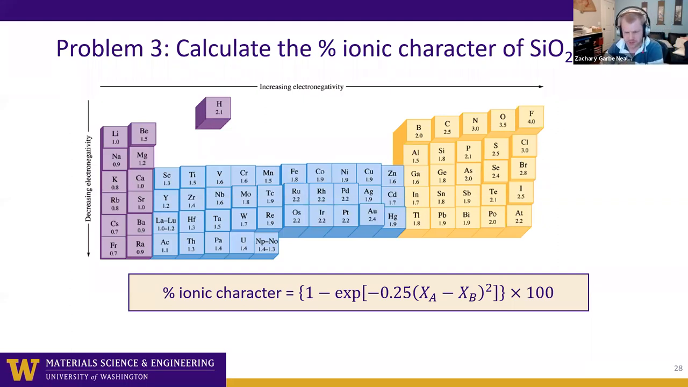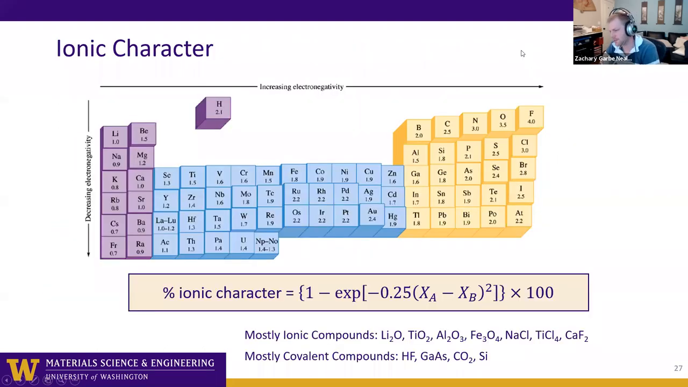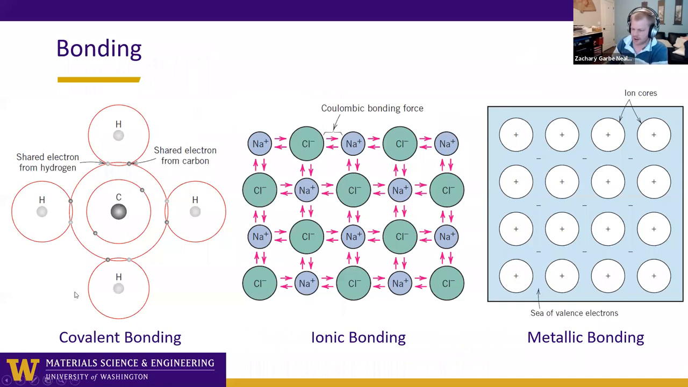All right. Who has an answer? Who would like to share an answer for the ionic character of silicon oxide? Silicon is a semi-metal, oxygen is a non-metal, so you think it's probably kind of covalent. Yeah, so we have 51%. Since we square the value, it doesn't matter which is larger, because if you take the difference it'll be negative, and if it's negative and you square it, it becomes positive. Yeah, I guess it doesn't matter. 51% is what I also got. So XA is 3.5 for oxygen, XB is 1.8 for silicon, and then 51.4%. So silicon oxide is not necessarily entirely covalently bonded. It also has a bit of ionicity.